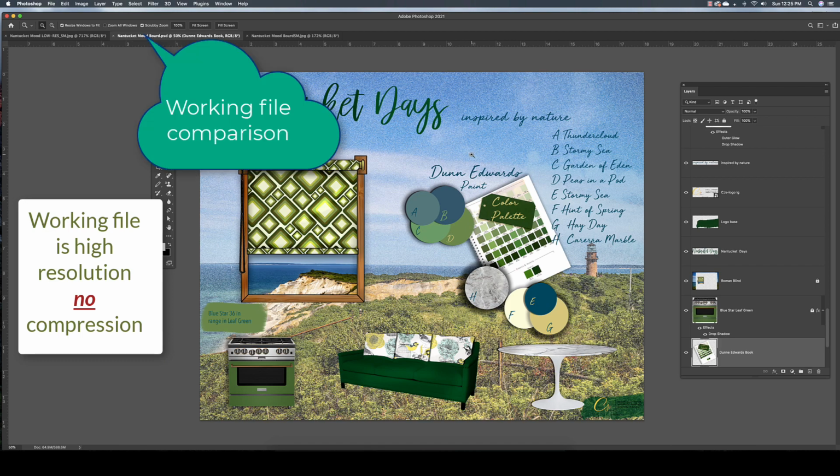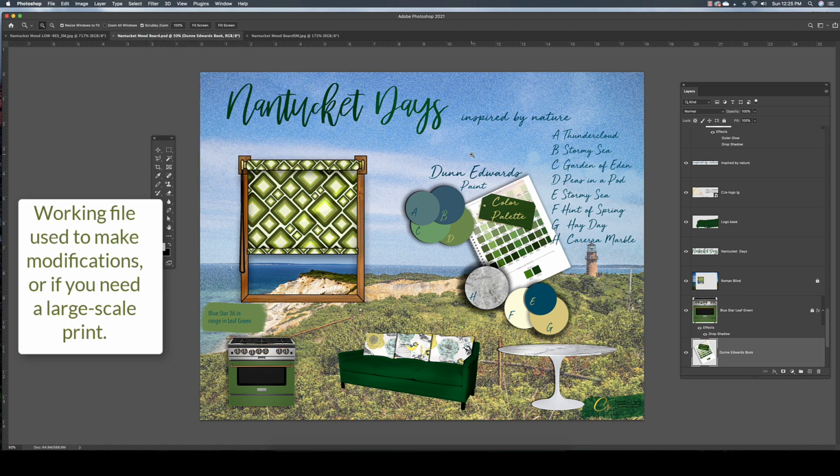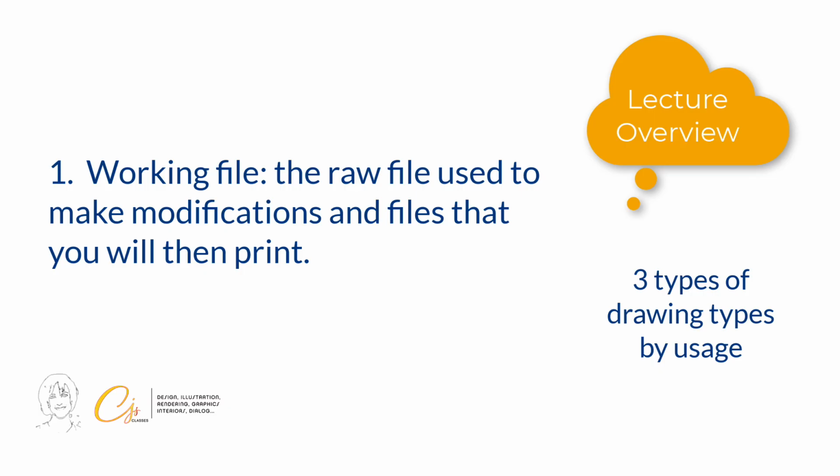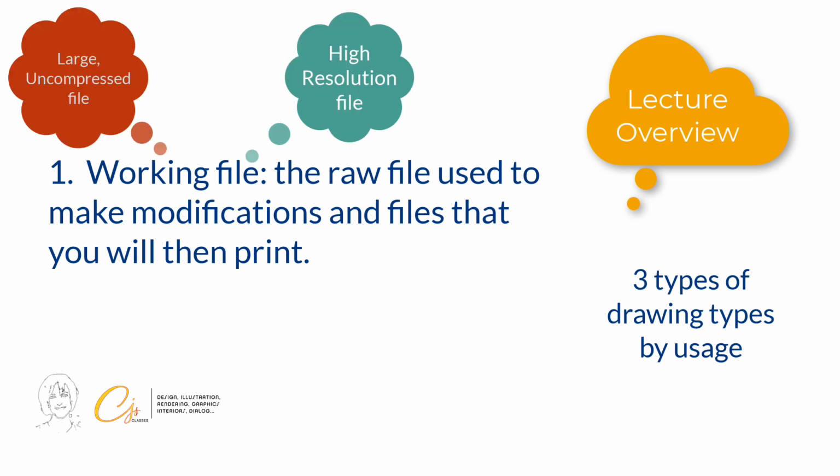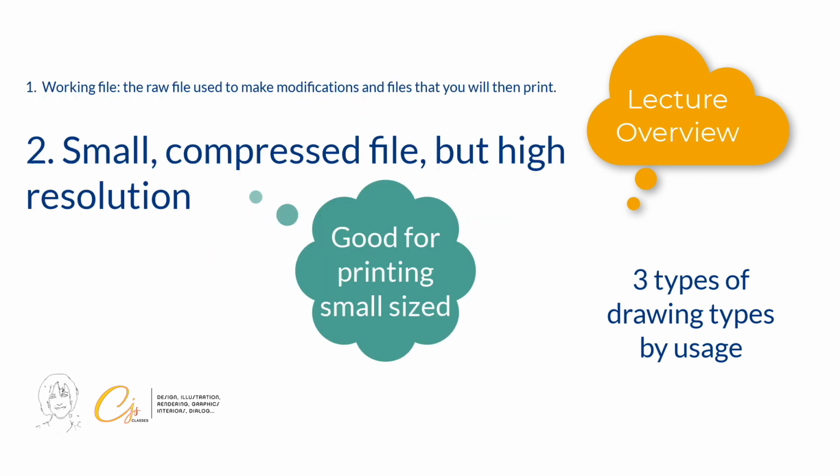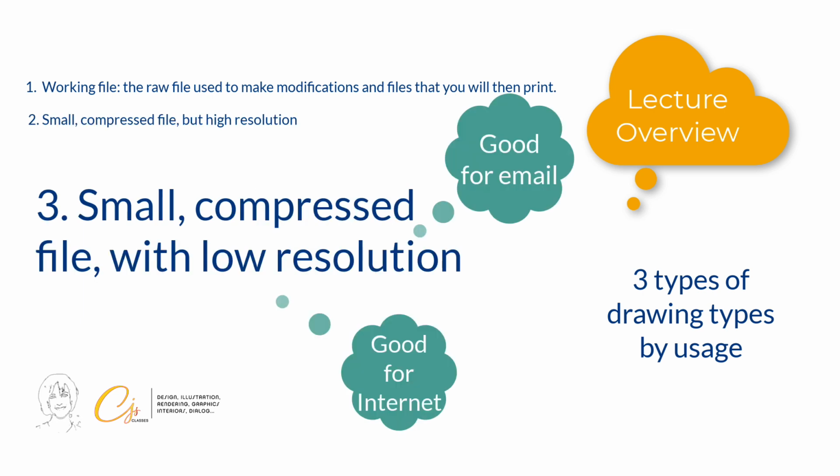And then this one is your working file, and again, we just keep this file in case you need to make any modifications to the presentation or if you need to make a large scale print. I hope that helps you understand the differences between a working file, which is not compressed and is high resolution, versus a compressed JPEG that is a high resolution, versus a compressed file, which is a low resolution.